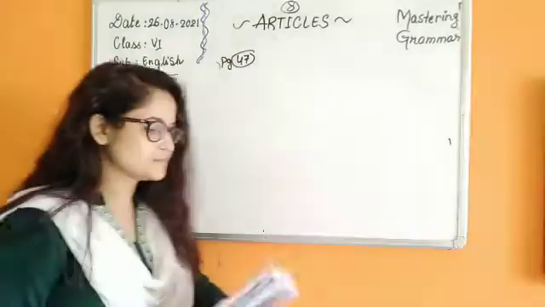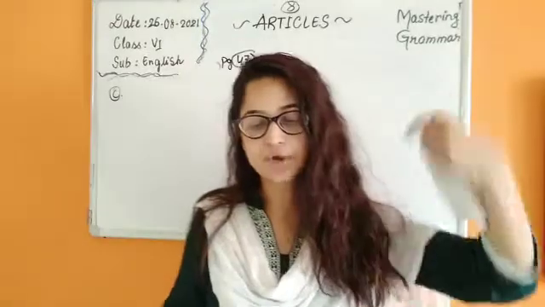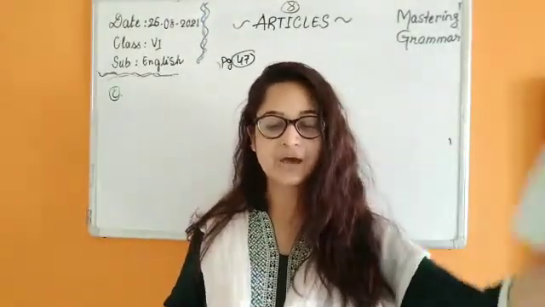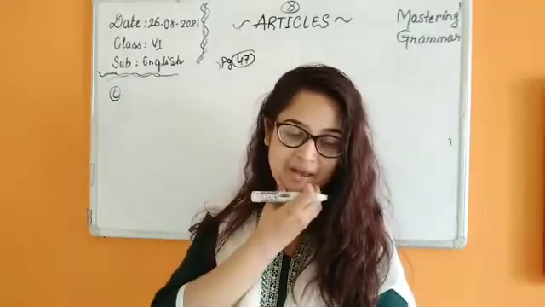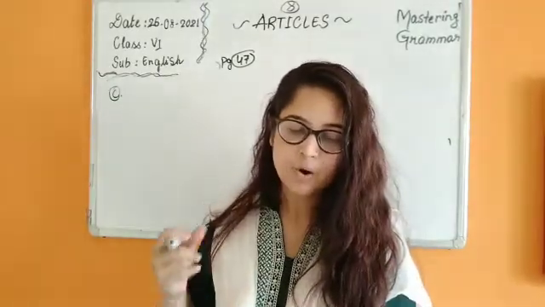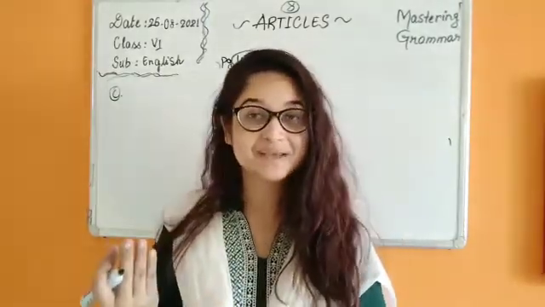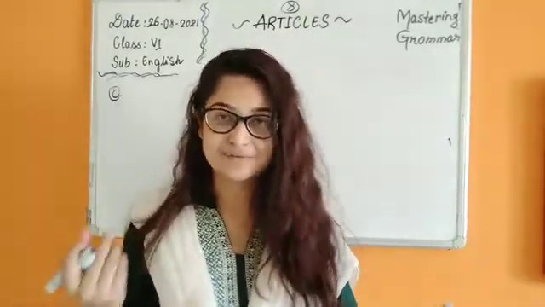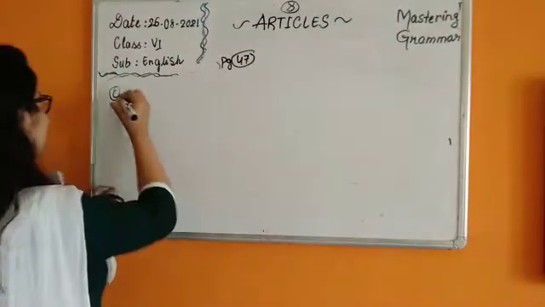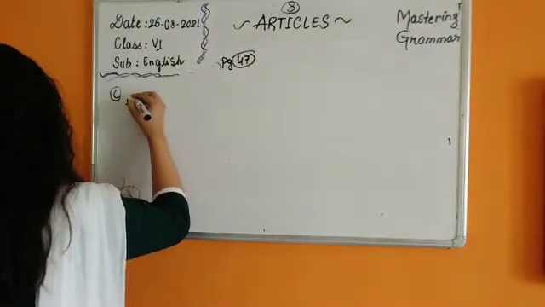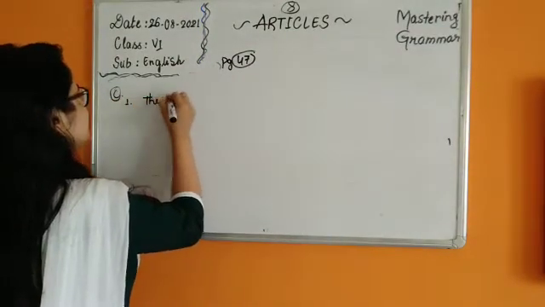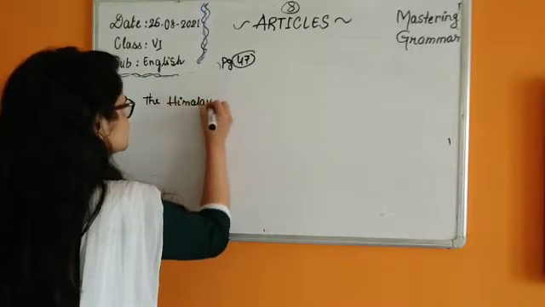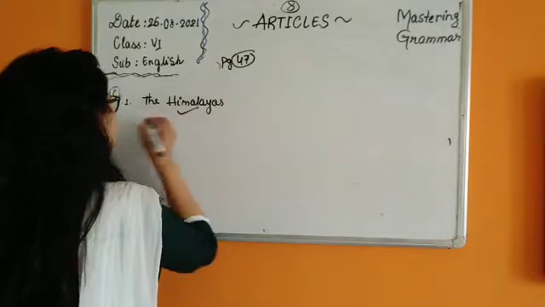Tick the correct form. Wherever you have been given 2 options in a single number, you have to tick the correct option. The Himalayas are covered with snow, or Himalayas are covered with snow. Which will be the correct answer? Yes, the first one. The Himalayas are covered with snow. You are going to tick mark the first one, because with specific names of features we are going to use the.